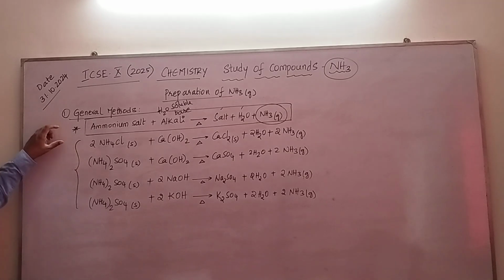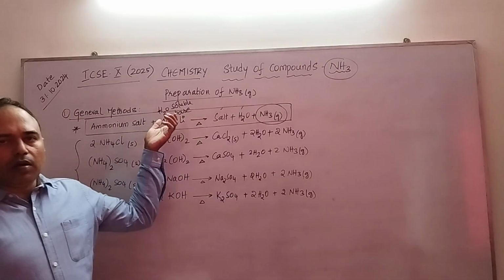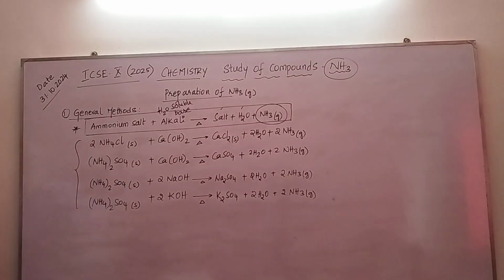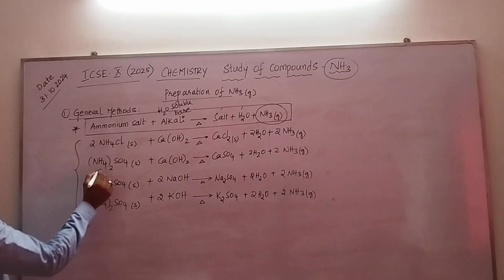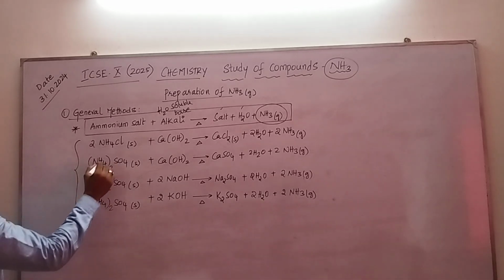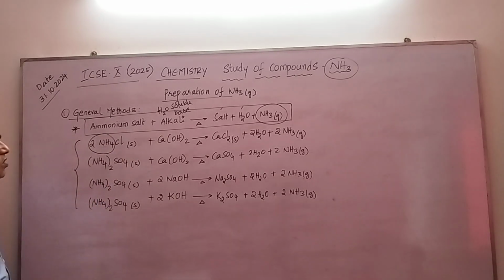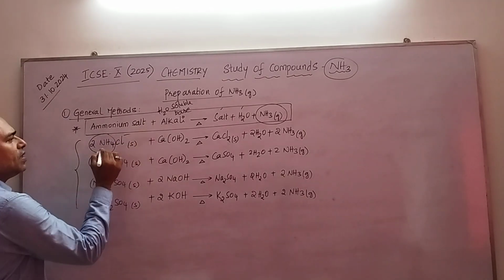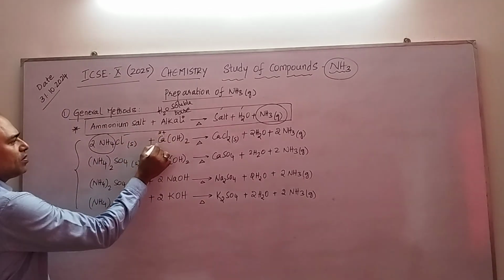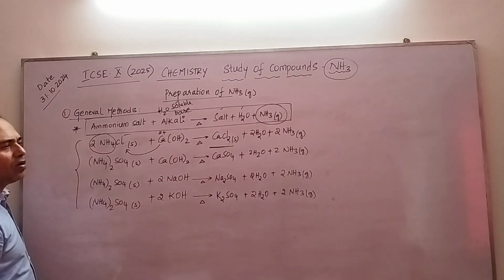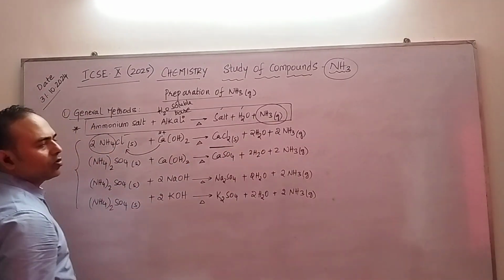Hope you have understood this. Ammonium salt with alkali on heating gives salt plus water, and the required product, ammonia gas, is produced. First one, take ammonium chloride. So here you know that from here ammonia gas is liberated. So what else do you have? Cl minus, Ca2 plus. These two will form calcium chloride salt. Along with that you have water and ammonia.